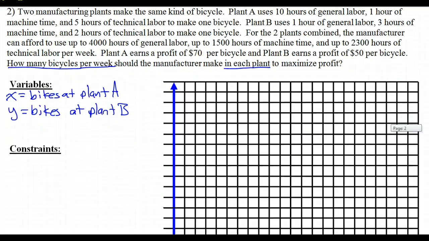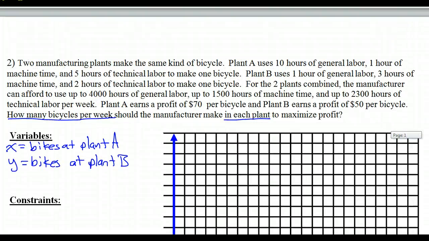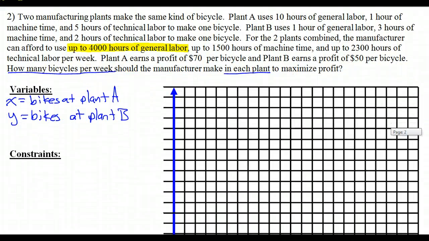Now, the constraints are what you look for next. The constraints are limitations. All right, towards the end there, I started hearing about some limitations. It started right here. For the two plants combined, the manufacturer can afford to use up to 4,000 hours of general labor. That's a constraint. Can't go more than 4,000 hours of general labor. So that tells me that we are going to have a general labor constraint, okay, which I will do in blue.